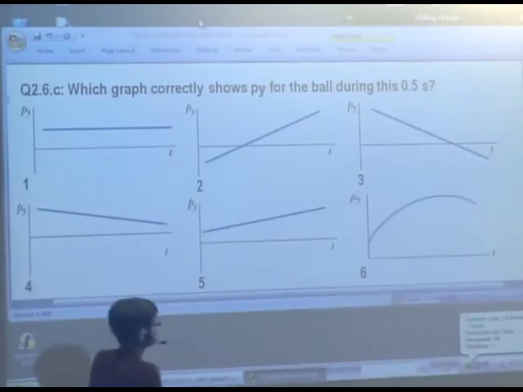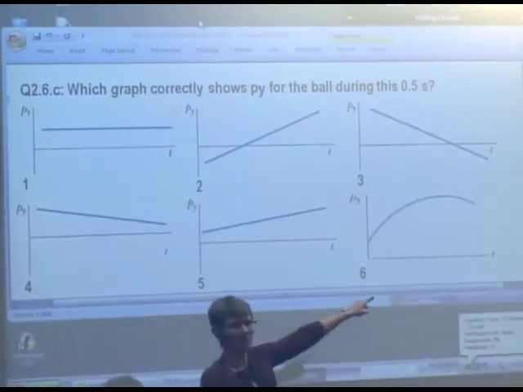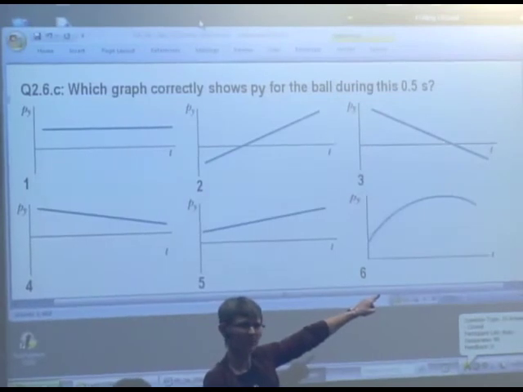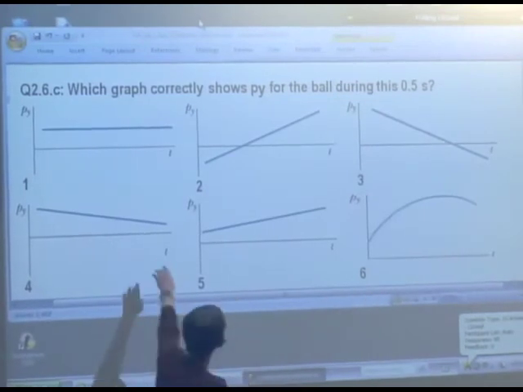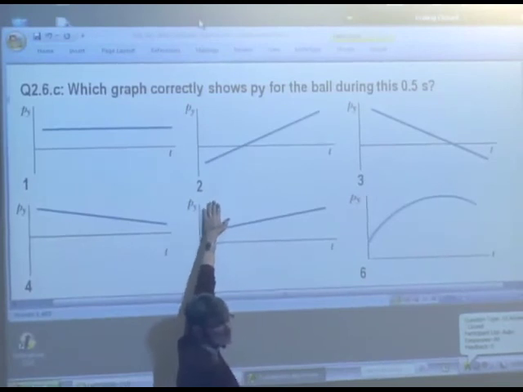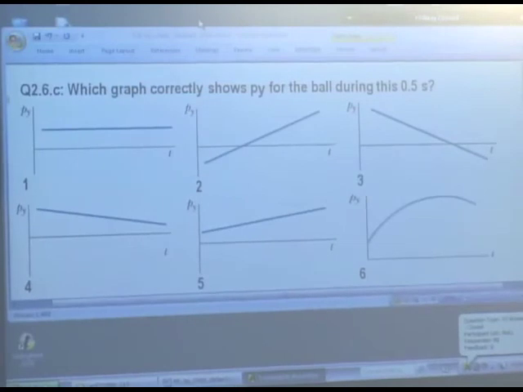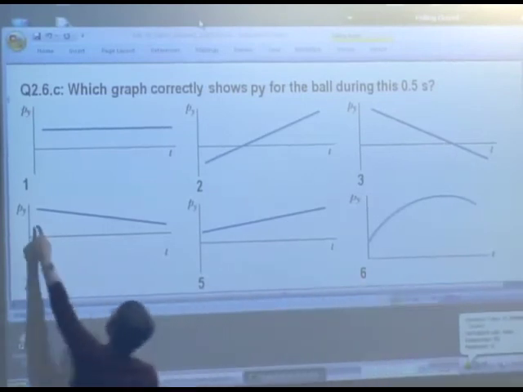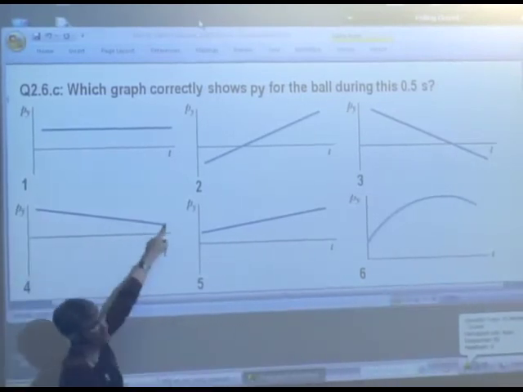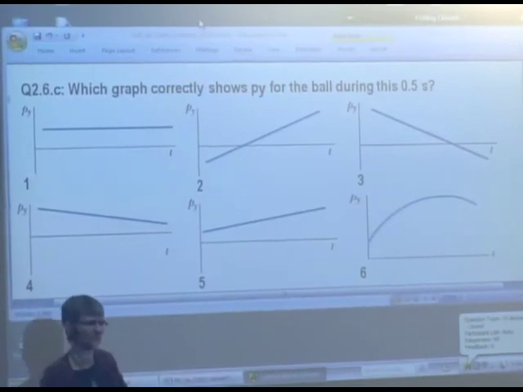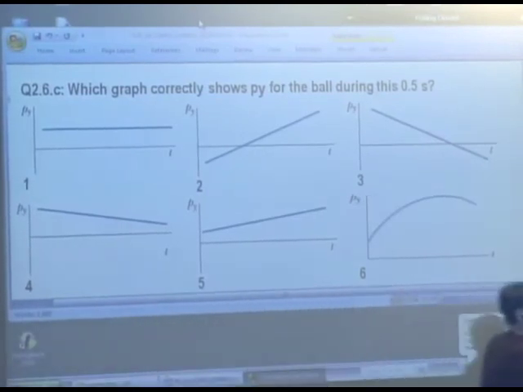Well, the initial value of the y component of the momentum was positive, wasn't it? 3.5 kilogram meters per second. So that rules out 2. And there was a decrease of 2.45. So we subtract 2.45 from 3.5. We're still going to get a positive number. So that means it doesn't cross the axis. And this is the only graph that starts out positive, goes down, stays positive in that time interval.